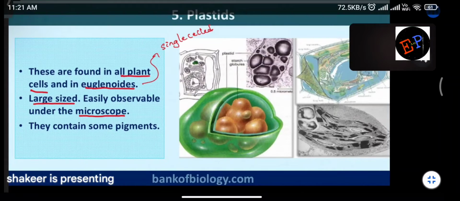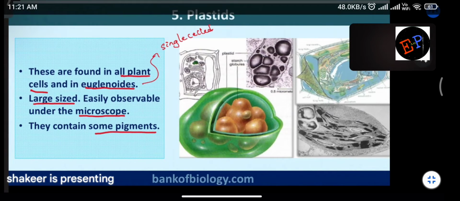But mitochondria, in which condition were they observable? How do we observe mitochondria? Mitochondria could be observed only when stained. That was what we studied in the last class. Stained means what? When we add some color to the cell, that color will be taken up by the mitochondria, then only we can observe the mitochondria. But these plastids are so big that we can easily observe them under the microscope. This is the difference. And they contain some pigments.